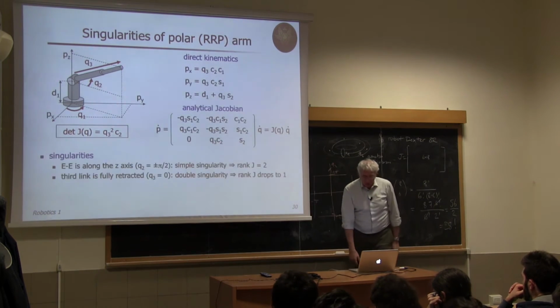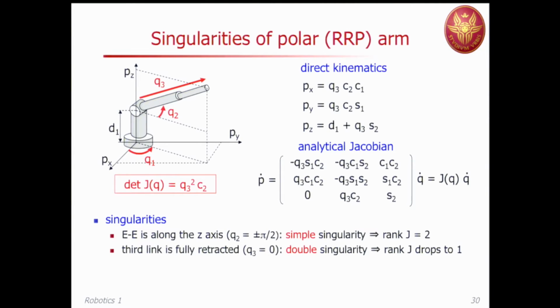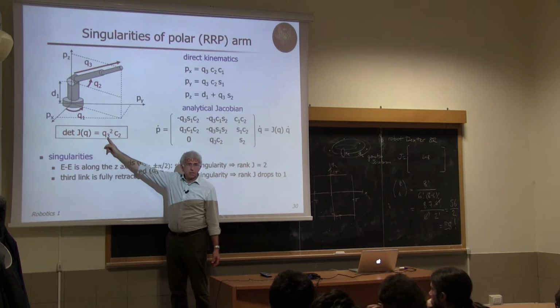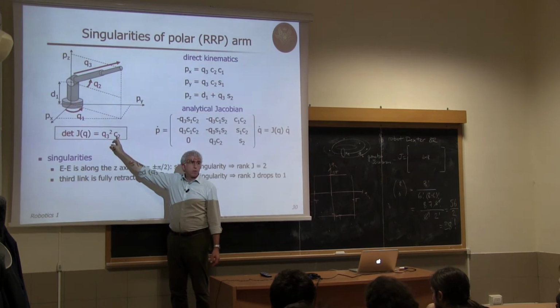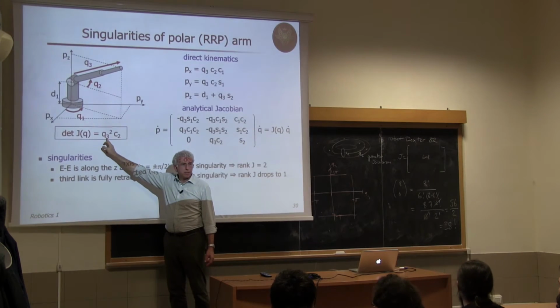Now, we will do the same analysis. Pay attention. Here we have a nonlinear function of Q2, and a quadratic function in Q3. So we have to zero this. And this can be 0 either because cosine of Q2 is 0 or because Q3 is 0.